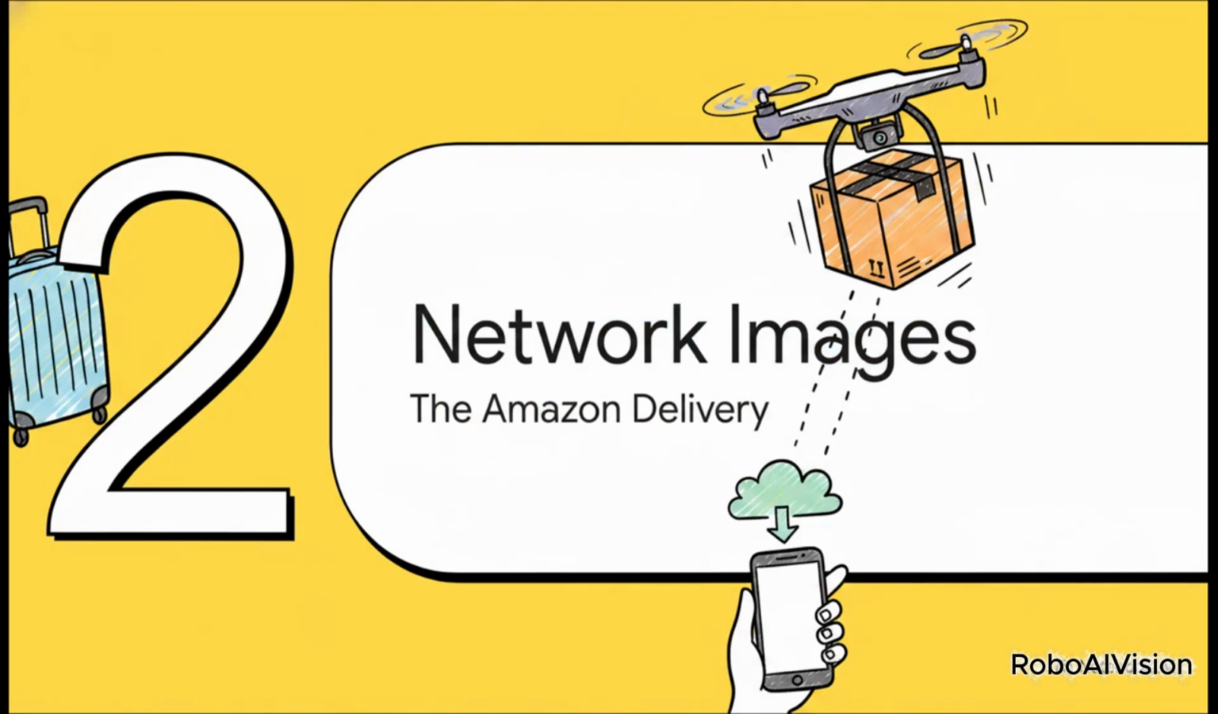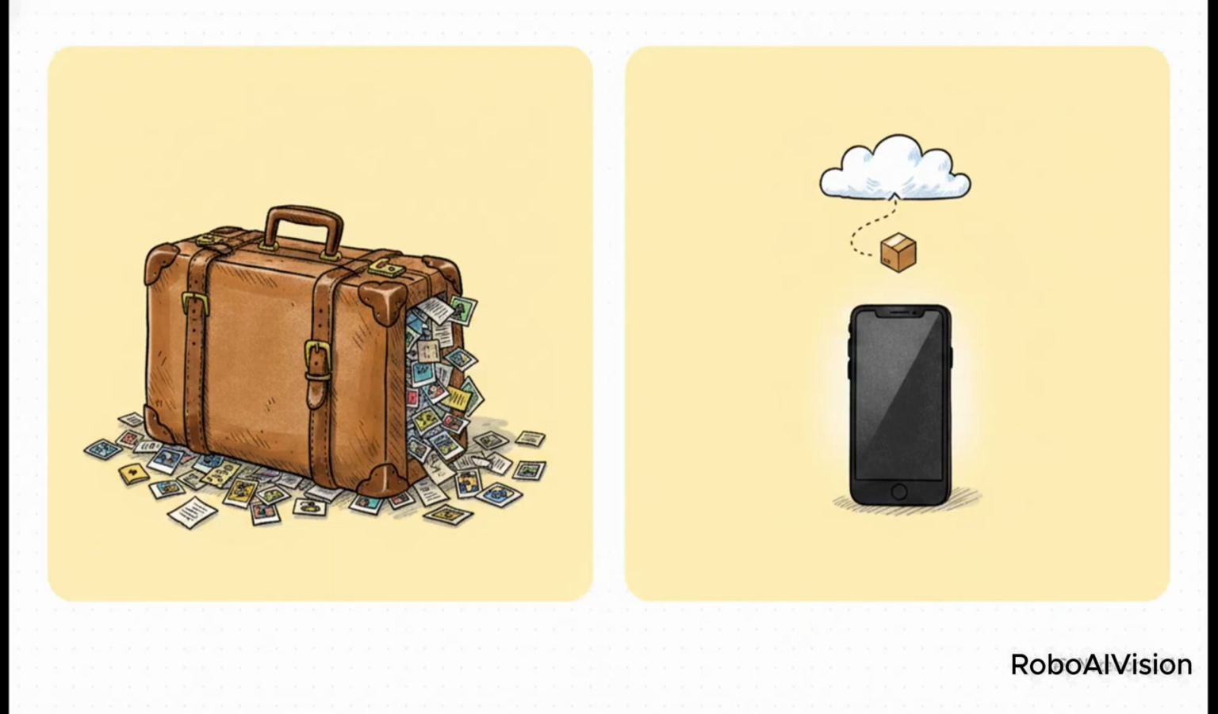Which brings us perfectly to part 2, network images, or what I like to call the Amazon delivery. To solve that massive weight problem, we use network images. If local assets are like packing a heavy suitcase, using Image.network acts exactly like ordering an Amazon delivery.